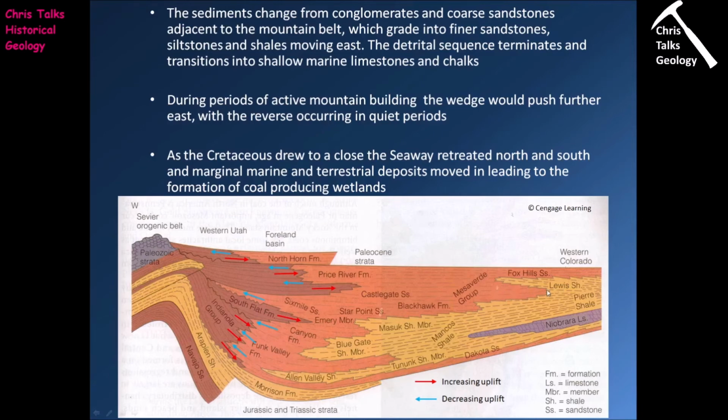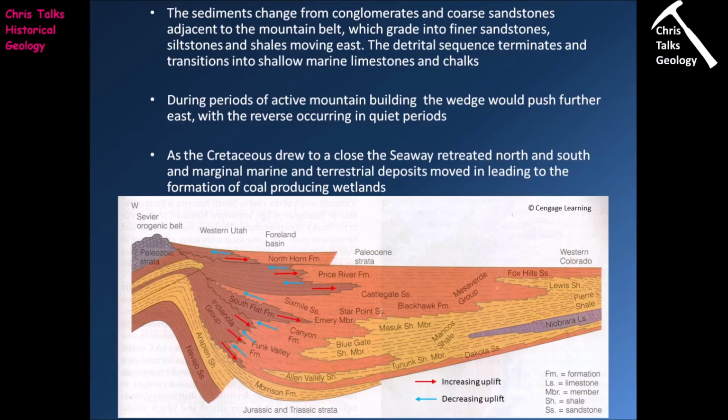So as the Cretaceous draws to a close, the seaway begins to retreat both north and south, and marginal marine and terrestrial deposits move in, leading to the formation of coal-producing wetlands. So our Empiric Sea begins to drain. For a period of time, we have a very swampy, boggy environment. Once again, the climate is still hot though, so this is the perfect condition for the formation of coal swamps.